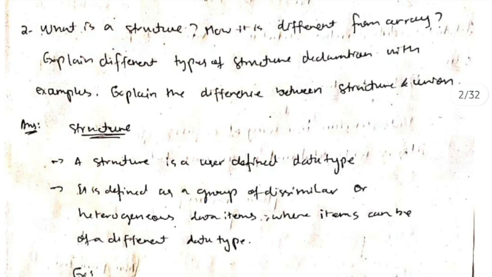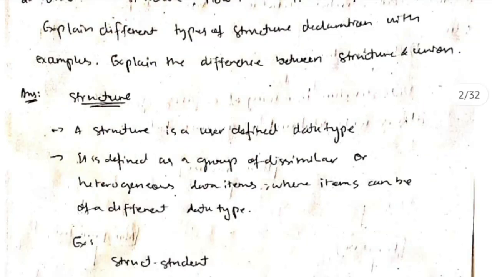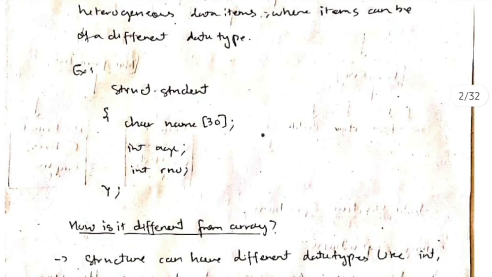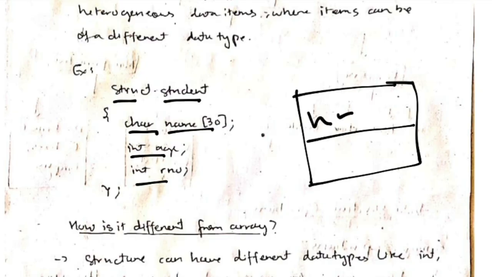What is a structure? Normally we have variables to store just integer values or the character values. But in structure you can store both integer and character values together. So let's see the syntax. The syntax is as follows: struct student. It will have char name or whatever variables you want to store in it. So this will create a memory allocation here, which will have the name and age and roll number. So these three things will be in a single entity. That's the advantage of structure.